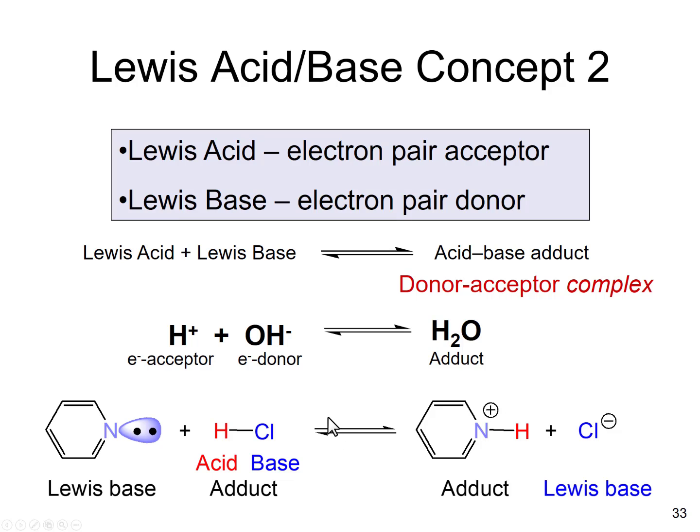Now again, to clarify the roles of the species in this reaction, we need to understand that the HCl itself is not the Lewis acid. It is a Lewis acid donor, so it provides the proton, which is the Lewis acid. So the proton accepts the lone pair of the Lewis base from the pyridine and forms therefore this adduct.